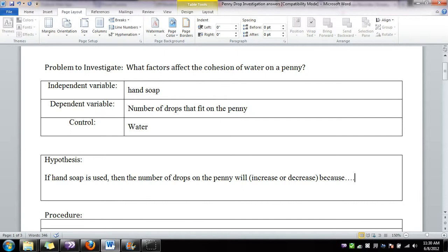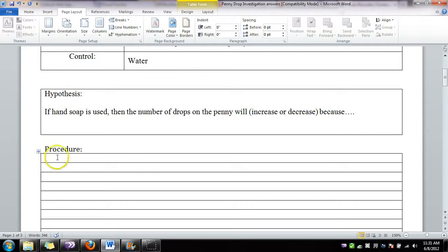Remember, whenever you're doing the because portion of the hypothesis, you cannot use the factors or the independent and dependent variables in your response. It would not be correct to say if hand soap is used, then the number of drops on the penny will increase because hand soap was used. That's like saying the cat is orange because it's orange. It doesn't actually give a reason. So make sure when you're thinking about what you think will happen, make sure you have some sort of scientific basis for your hypothesis.